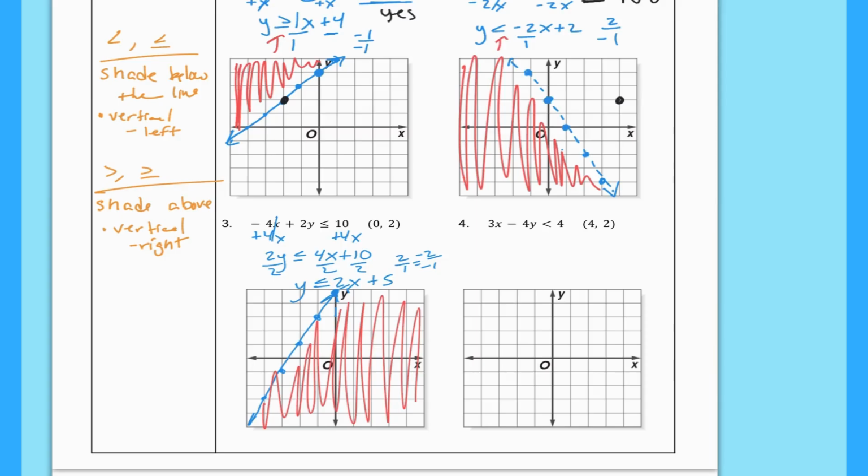So it wants us to check the point 0, 2. So the point 0, 2 would be right here. Because it's in our shaded region, yes, that point would be a solution.